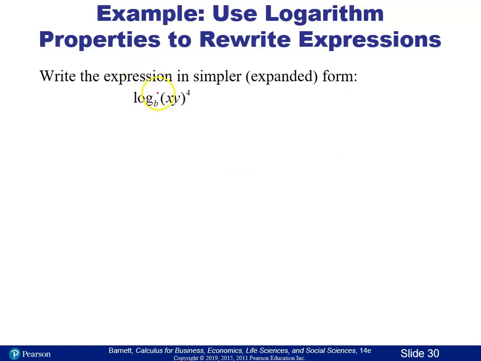Okay, this one, if we're going to write it in its simpler form or its expanded form, in order to be in its expanded form, you won't have any exponents. So if you remember, the exponent can be brought down in front to make it easier to work with. So when I do that, I'm going to have 4 log base b of xy. We're not finished expanding this because we have two things multiplied together. So what I'm going to do is break this logarithm apart.